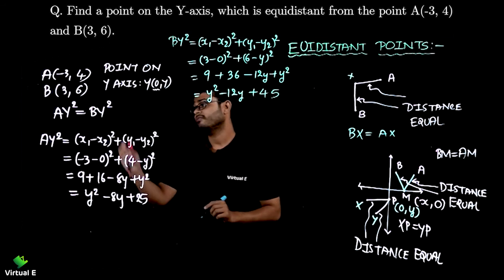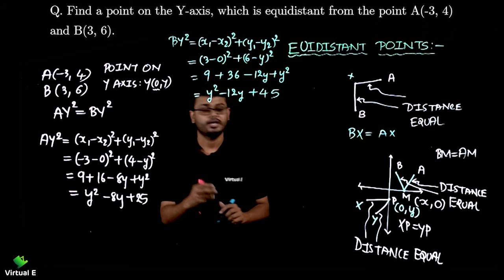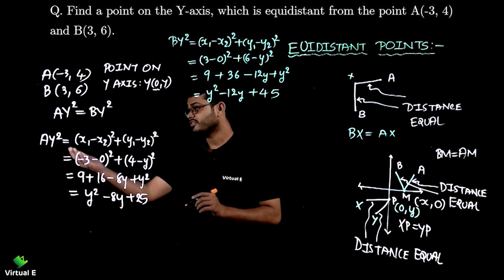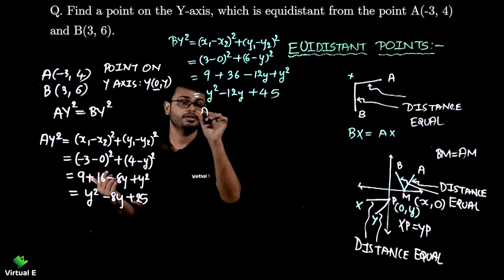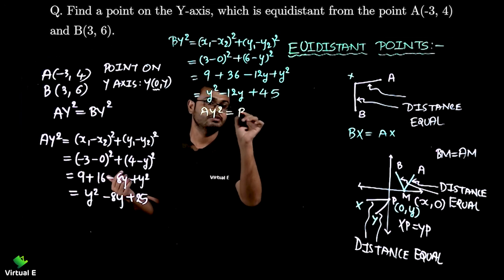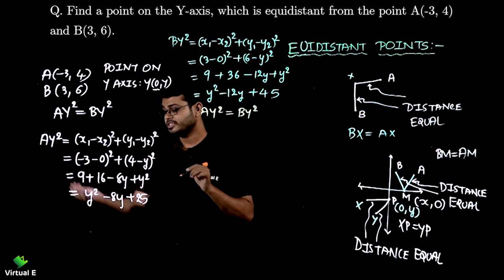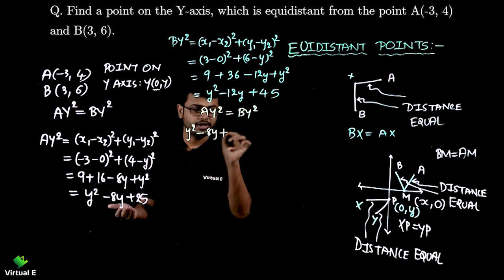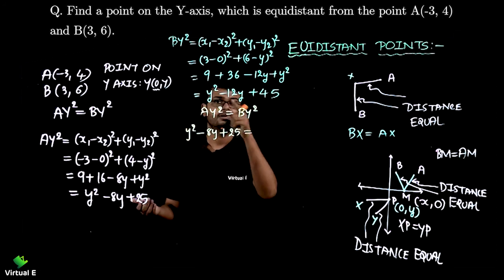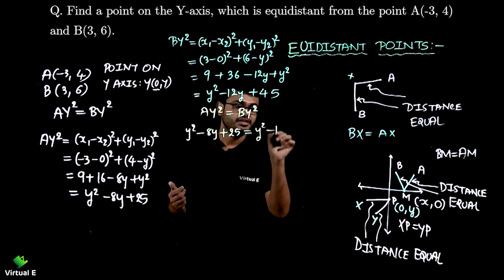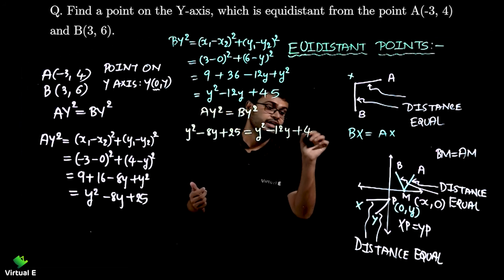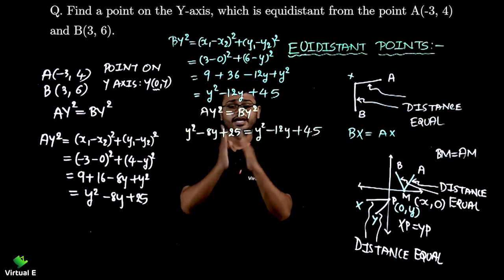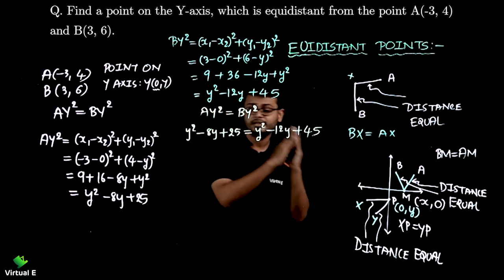Now I have AY square and BY square. Now I need to equate. So let's equate. AY square is equal to BY square. AY square is y square minus 8y plus 25, and here y square minus 12y plus 45. So let's take all the variables on one side and all the numerals on the other side.